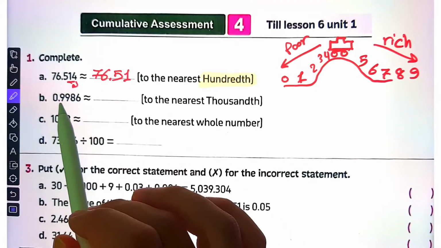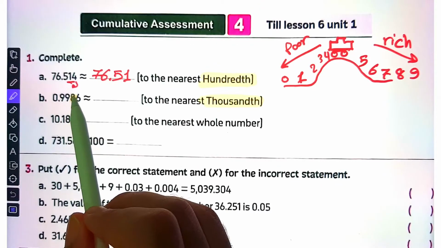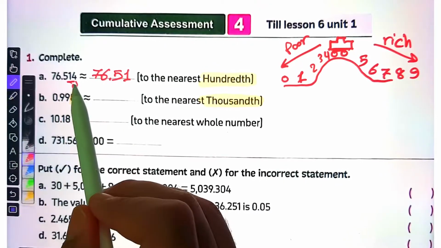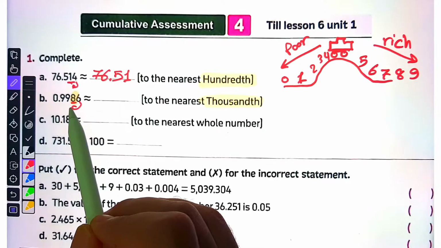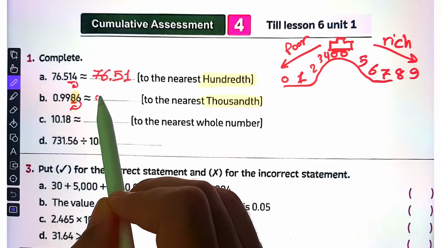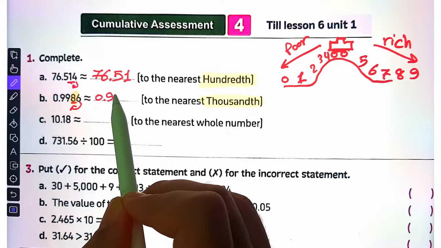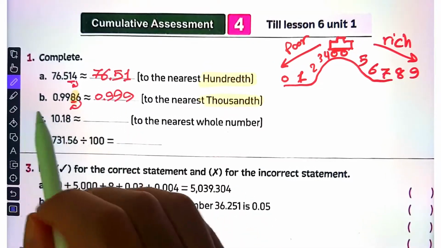We want to round this number to the nearest thousandth. Here is 8, right? So underline 8. Look at 6. Can it give 8 1? Yeah. So the answer will be 0.99, and this 8 will be 9. Let's move to the next.